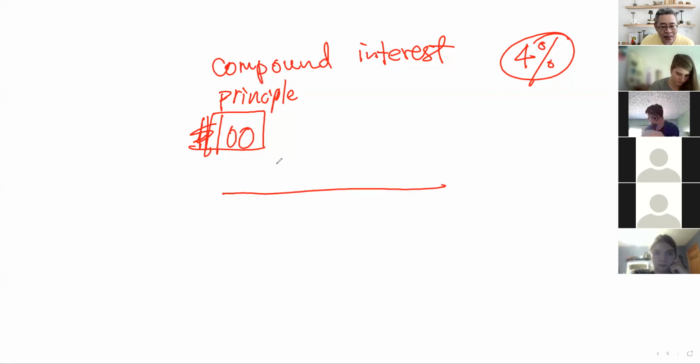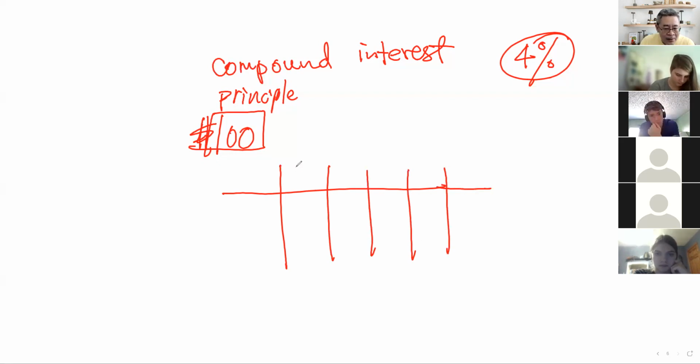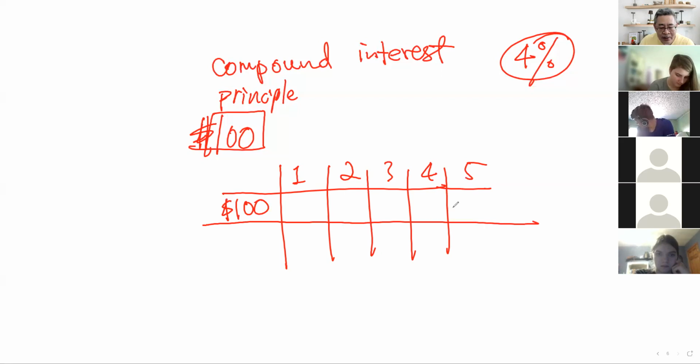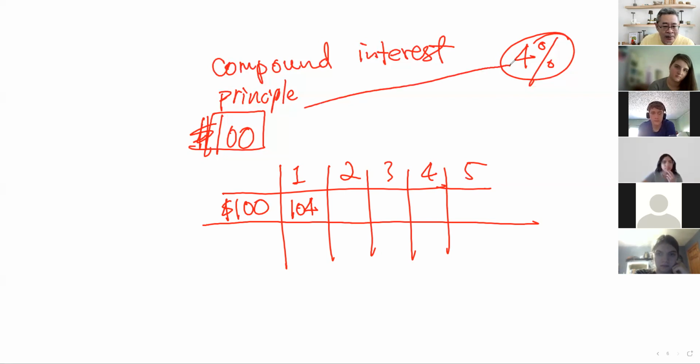Now we can show what happens after a year. After the first year, you put 100 in. How much money do you have? Let's say 4%, so $4, or 104. So this is the interest on principal. It's called simple interest.